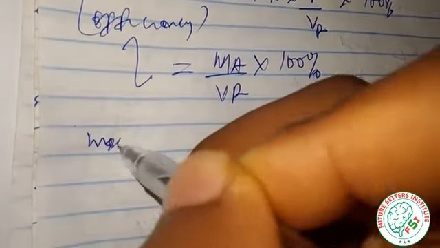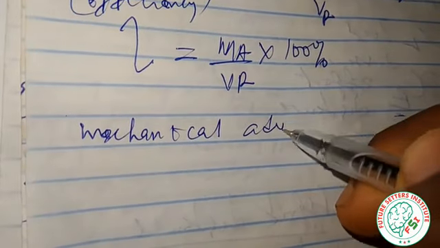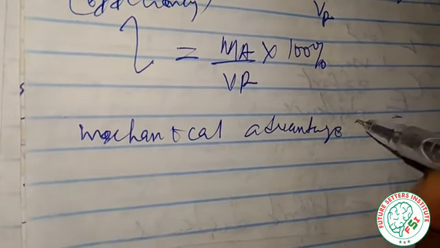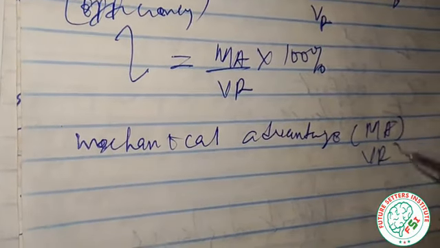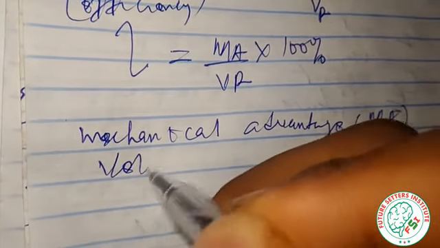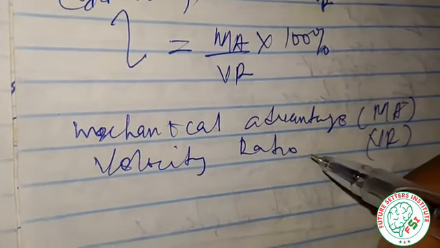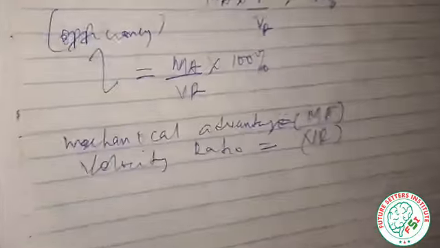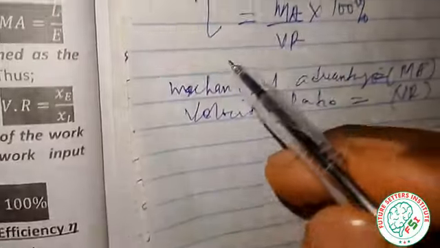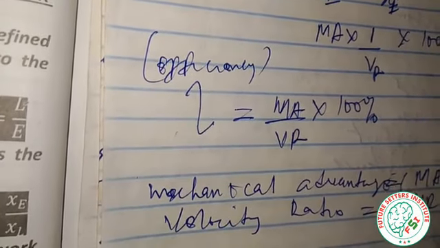MA here is mechanical advantage, and VR is velocity ratio. So you can see we now have efficiency equal to mechanical advantage over velocity ratio times 100%. Take note of this.